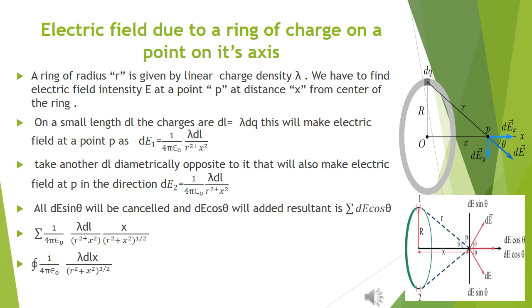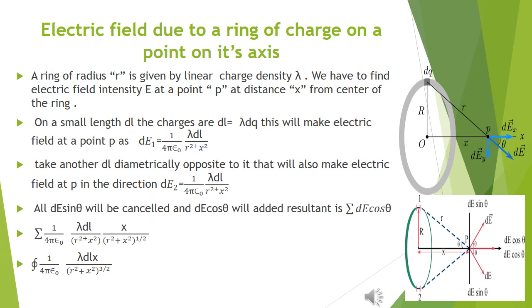Now what will be the charge on this length dl? On a small length dl, the charge is lambda dl equals dq. This will make an electric field at the point as dE1 equals 1 upon 4 pi epsilon naught lambda dl upon r square plus x square.